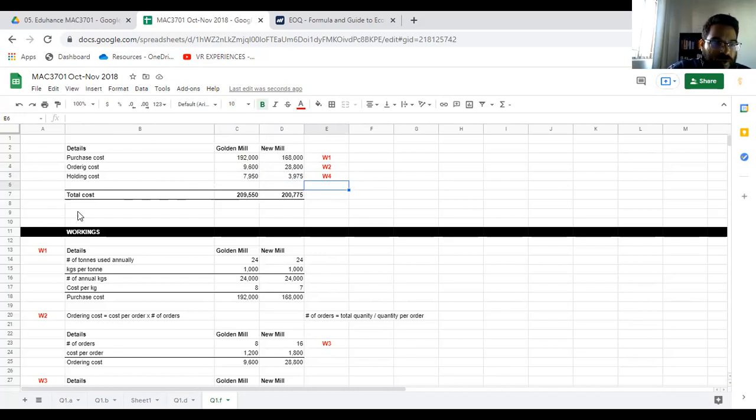They only wanted a recommendation based on numbers. They said ignore qualitative factors. So from a numbers point of view, yes, go with Numal, as it costs less compared with Golden Mill. So that is basically the 10 marks.